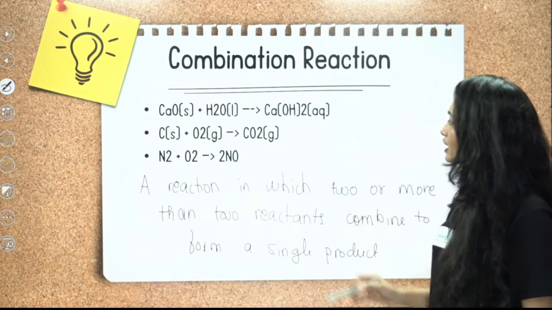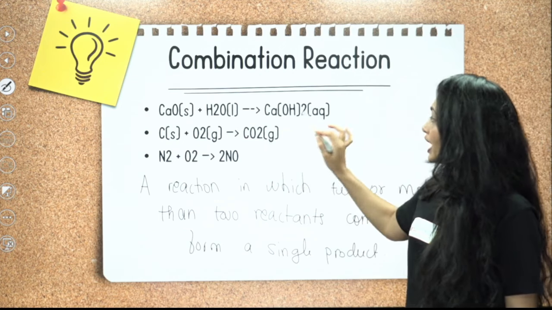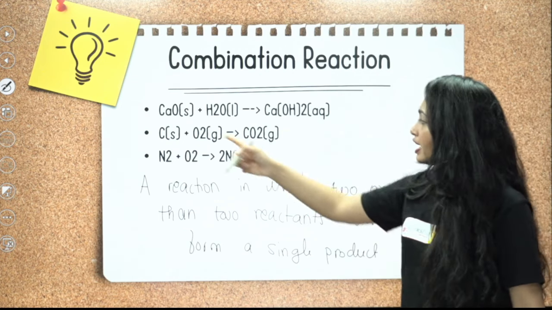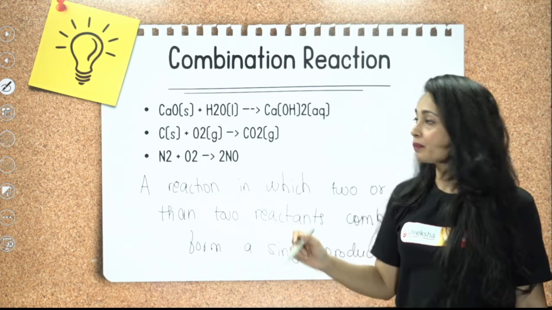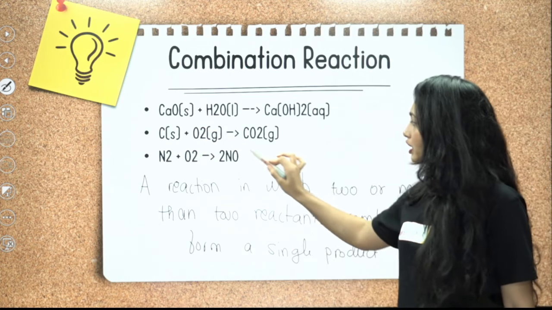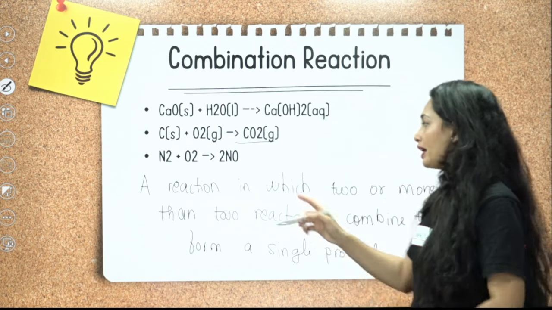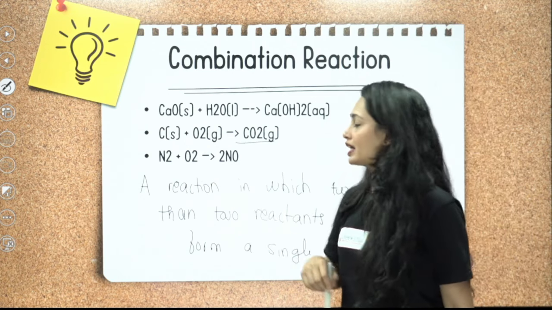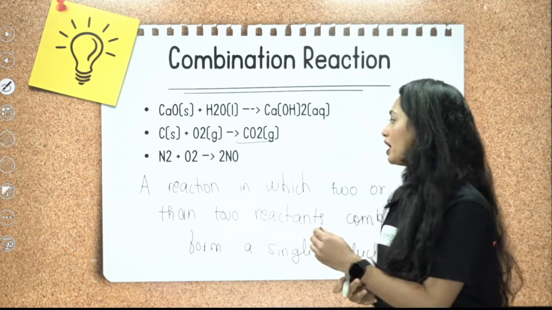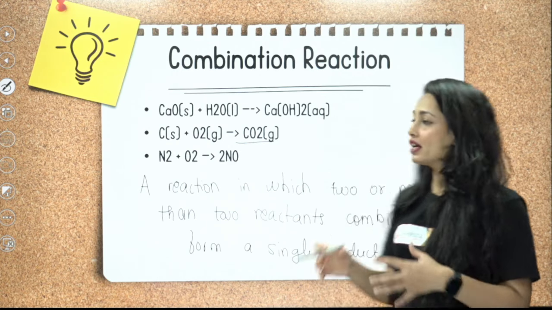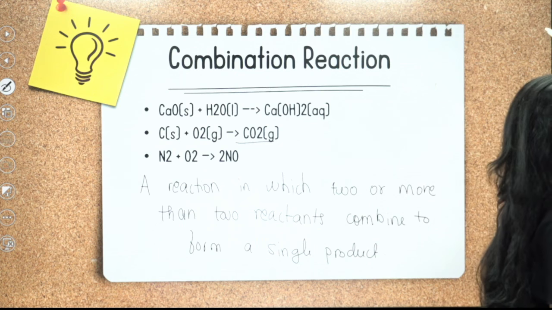Example: calcium oxide is going to react with water to form calcium hydroxide, Ca(OH)2. Coke is reacting with oxygen. So this is a combustion reaction. It is going to produce carbon dioxide gas, heat as well as light energy. And nitrogen gas and oxygen gas are reacting with each other to form nitrogen monoxide. So these are examples of combination reaction.